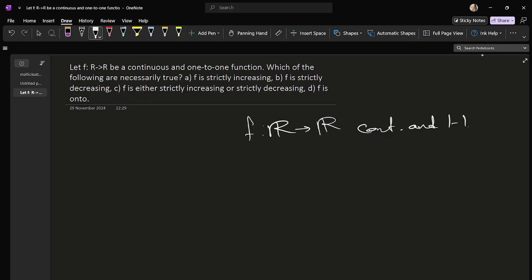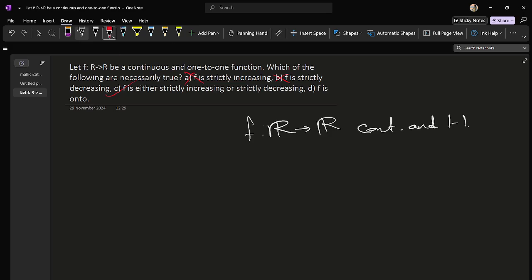So our option A is f is strictly increasing, option B is f is strictly decreasing, and option C is f is either strictly increasing or strictly decreasing. This thing will be true. But A and B will not be true, because they say that f is strictly increasing only and strictly decreasing only.